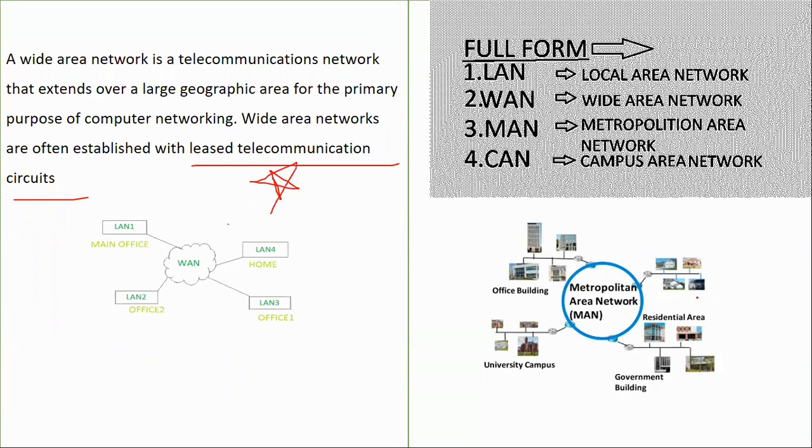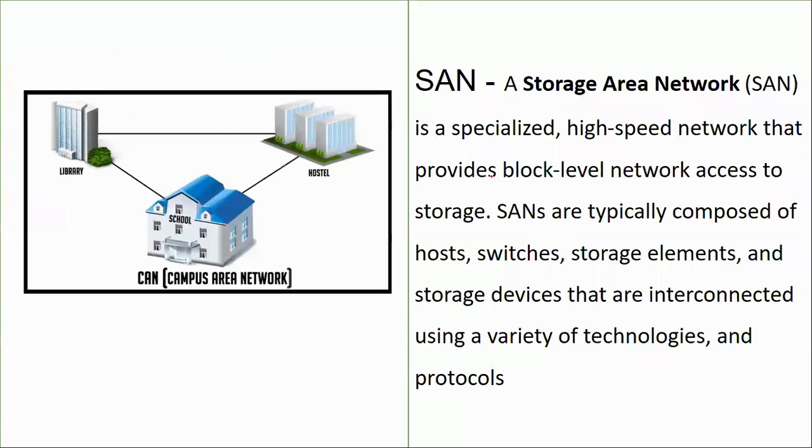We also studied MAN, metropolitan area network, wherein the office building, a residential area, the school campus, and the university campus get connected. Geographically, WAN has a much higher span compared to MAN. So we have completed LAN, MAN, and WAN. Now CAN is nothing but campus area network. One specific campus wherein the hostel or the library gets connected. That is called CAN.